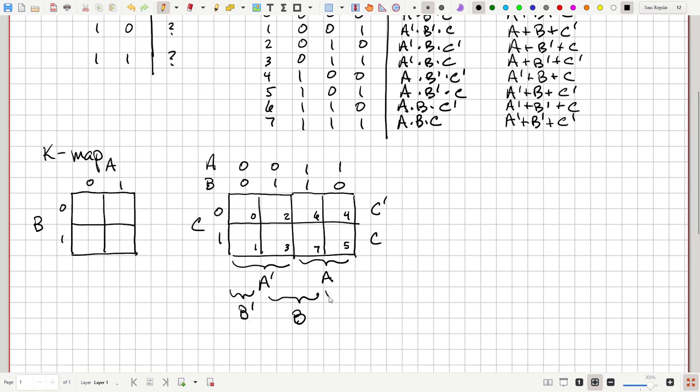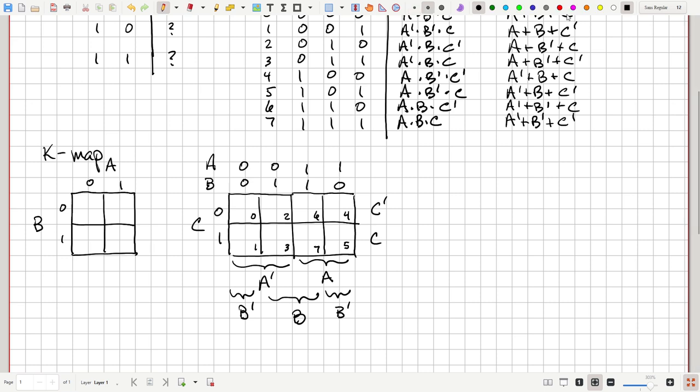Logic function not B. So this compromise with drawing a three-variable K-map in two dimensions is we have this kind of funny thing where the C cells are all contiguous. The C, not C cells, C inverse cells are all contiguous. The A cells are all contiguous here, and the not A cells are. The B cells are contiguous, but the not B cells are broken apart.